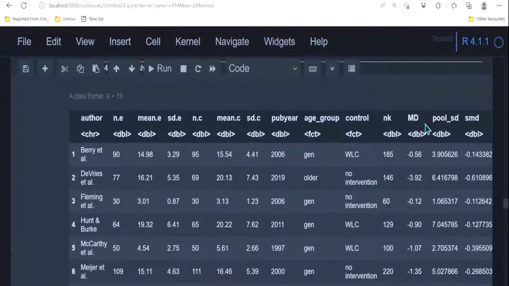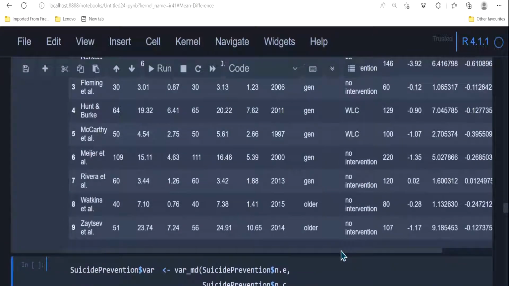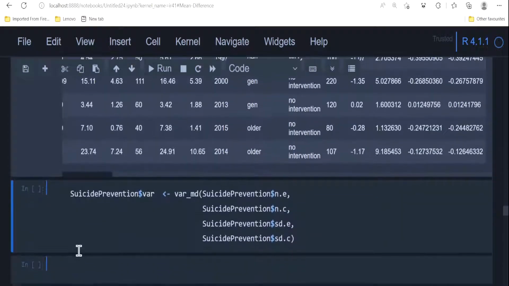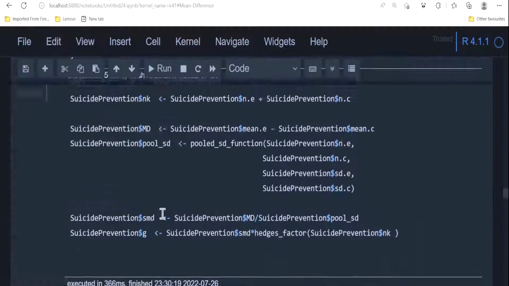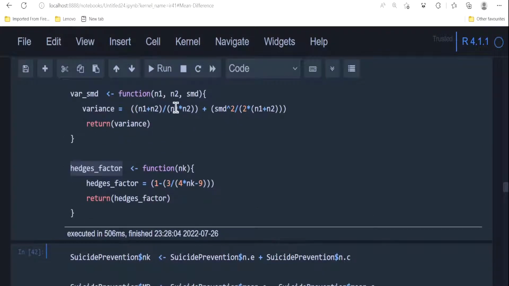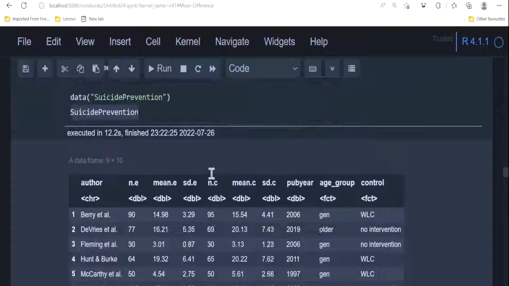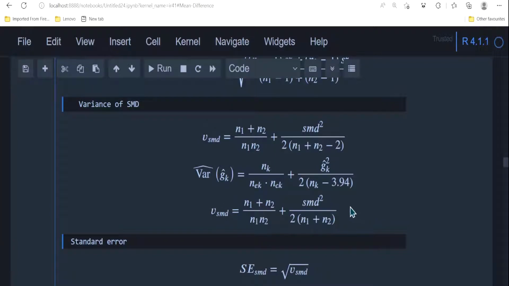So now I already have the pooled standard deviation, the standardized mean difference, the Hedges' G. That's the G, the value we need to pool. Now the next thing is I need to calculate the variance. For the variance, I have already created that equation here. For that, I will need N1, N2, and SMD. I already have the equation. I already converted it into a function. This is the equation we need.